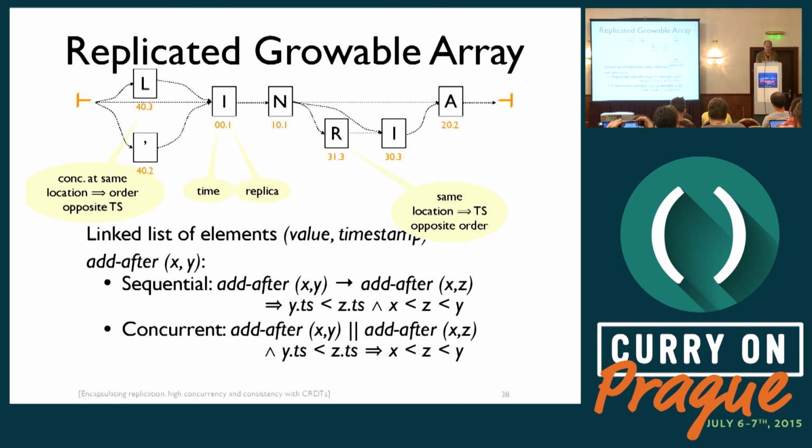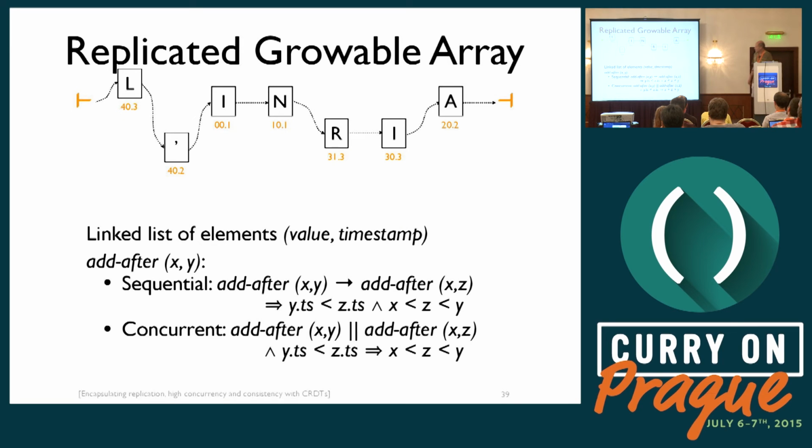So now if I have, let's say, two concurrent inserts at the beginning with timestamp 40.3 and 40.2, right? Well, I will resolve them in the same way, and I'll say, well, the higher timestamp goes to the left. And this is the result. So it's a very simple construction that allows you to maintain a sequence of elements.